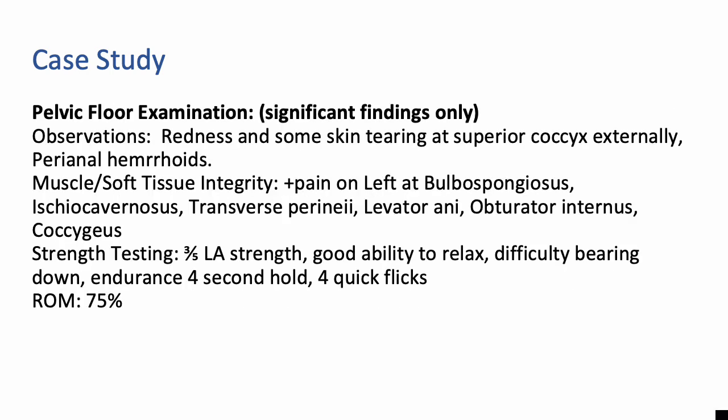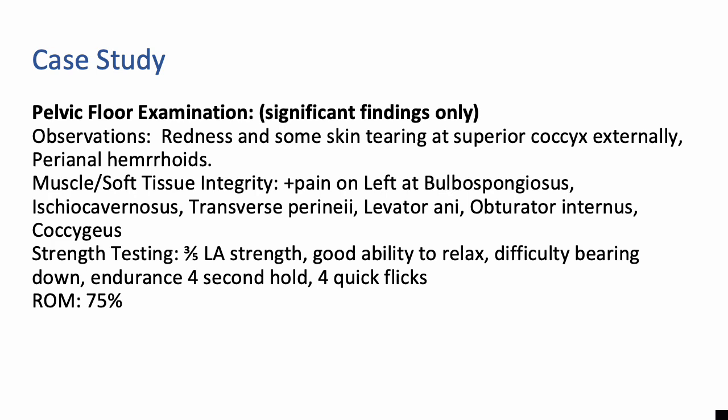And then her pain was local to her coccyx and a little bit into the inferior sacrum. So in terms of significant findings during my pelvic floor examination, she had some redness and skin tearing at the superior coccyx externally. That is something that I learned about during my residency that may be attributed to possible tightness of the pelvic floor muscles in that area. She also had some perianal hemorrhoids, which is a sign for possible constipation or previous history of constipation.